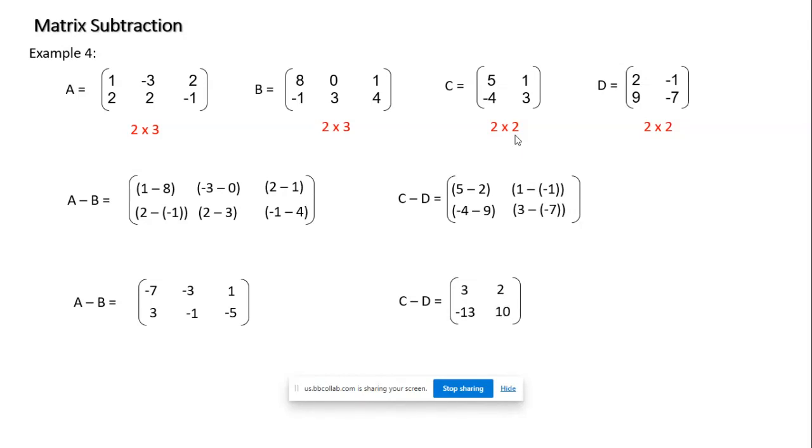Again, if they had asked me to subtract A minus C, I know that A is a 2 by 3 matrix, C is a 2 by 2 matrix. They are not of the same size or dimension, so I cannot subtract them. So the answer would be not possible. They're not the same size.